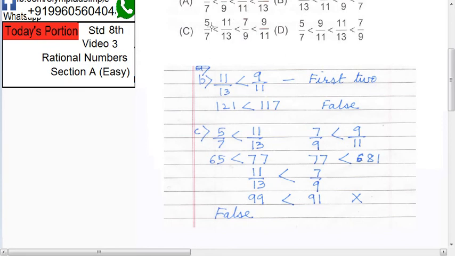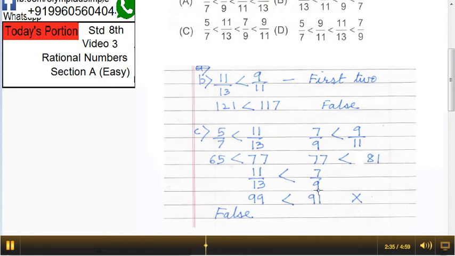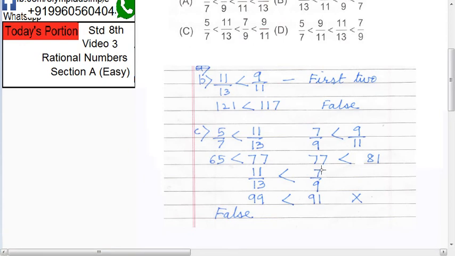Now C. Compare first two and last two. Okay. 5 by 7 and 11 by 13. So cross multiply, 65 and 77. 65 less than 77. That is true. So compare last two. 7 upon 9 and 9 upon 11. So 11 times 7 is 77, 9 times 9 is 81. So 77 less than 81. That is also true. So then compare the two middle ones, 11 by 13 and 7 by 9. So 11 times 9 is 99, 13 times 7 is 91. So 99 is less than 91. So that is false. So that's why C is false.